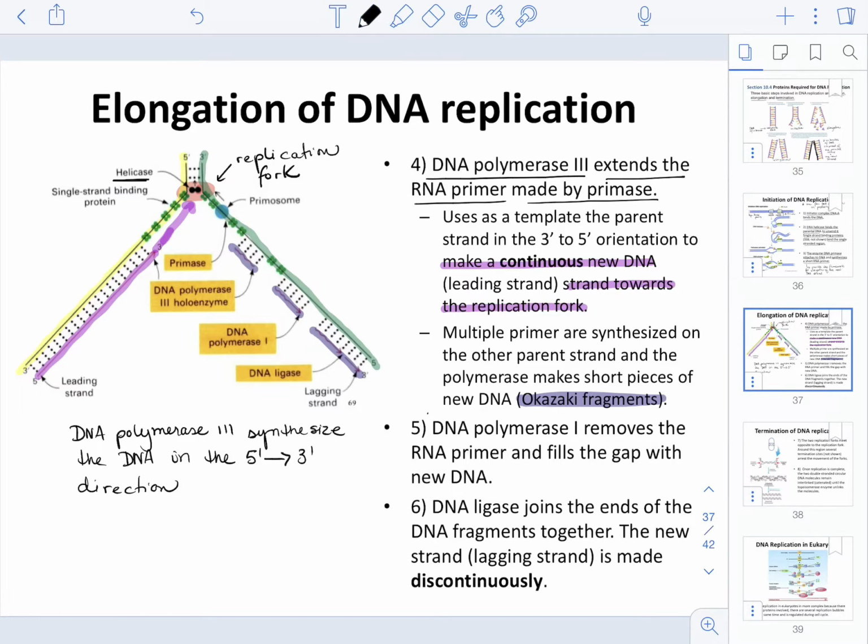In the last step of the reaction, in the elongation process, we're going to have DNA ligase join the ends of the DNA fragments together. And understand that those fragments that were made, the Okazaki fragments, are what we call overall the lagging strand. And remember that this lagging strand is going to be made discontinuously.